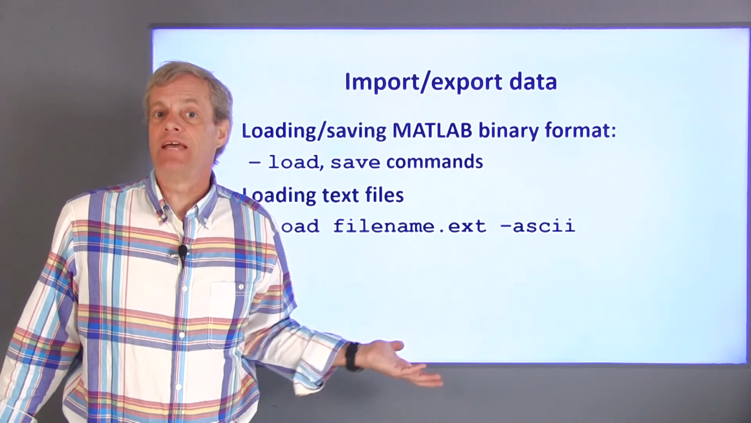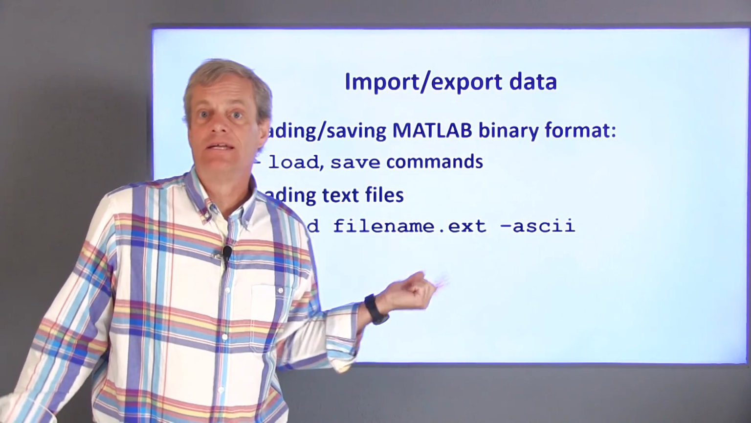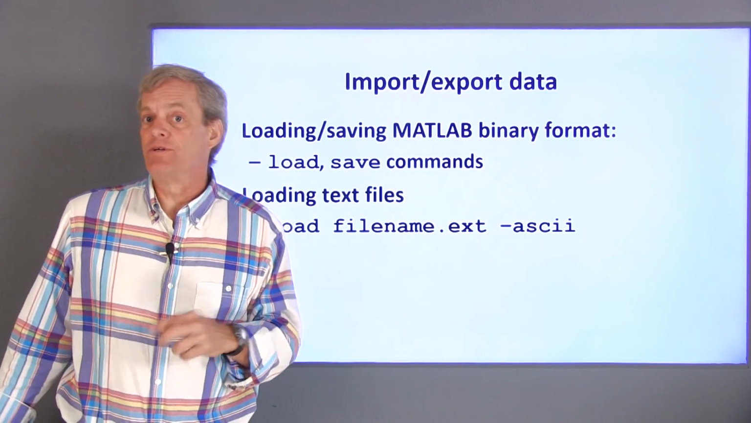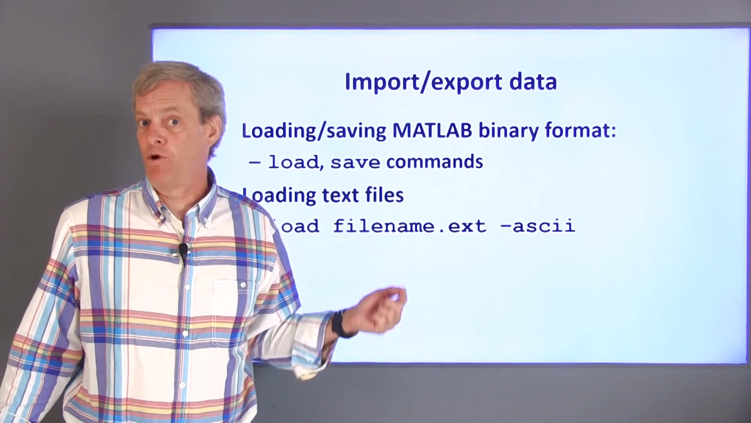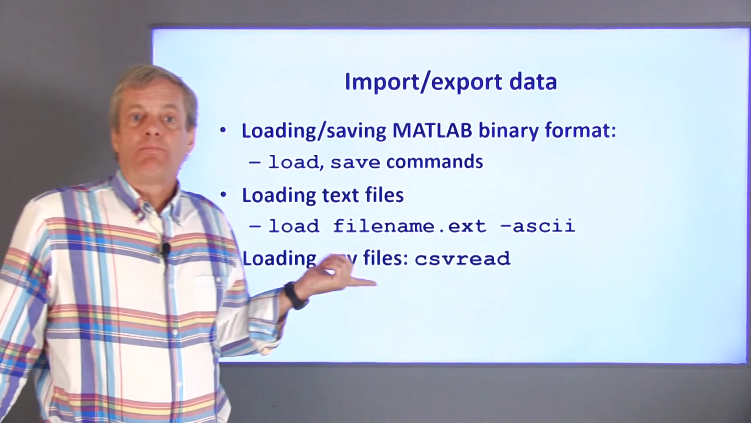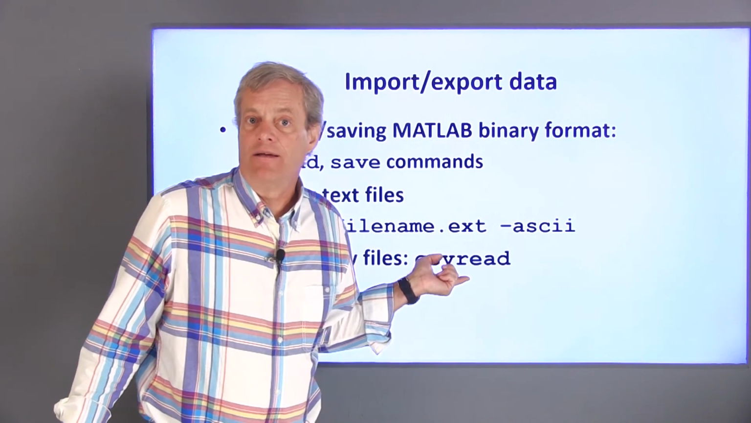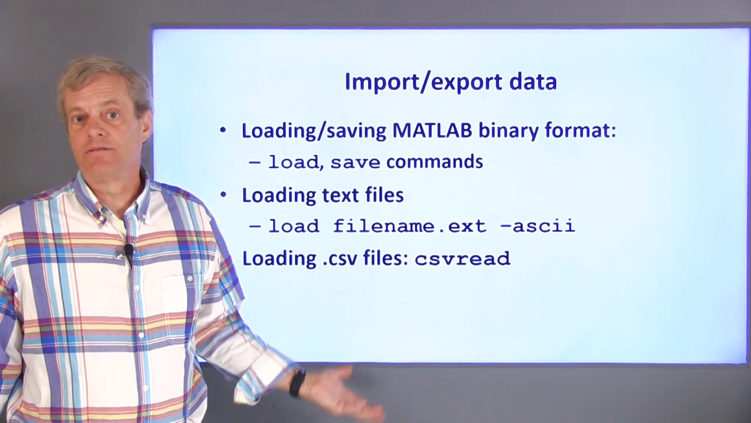The data will be saved in an array with the name file name, but no extension. Since the data will be in an array, the file can contain only numbers and must have the same number of columns in every row and the same number of rows in every column. To load comma-separated variable files, it's easiest to use the csvread command. To learn more about csvread, look at MATLAB's help files.